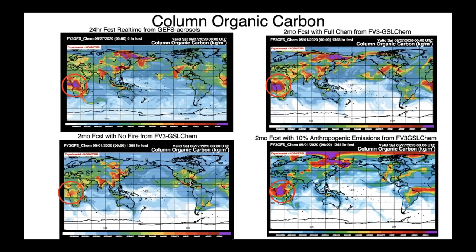Moving on, everything here is the same as the previous plot, except it is organic carbon. Again, the two-month forecast with the FV3 GSL CAM is similar to the GEFS-Aerosols 24-hour forecast, and the reduction in the column integral over Central and South Africa is expected in the case of no fire.